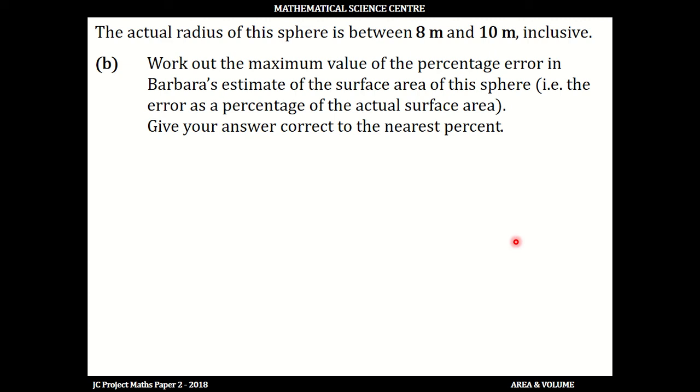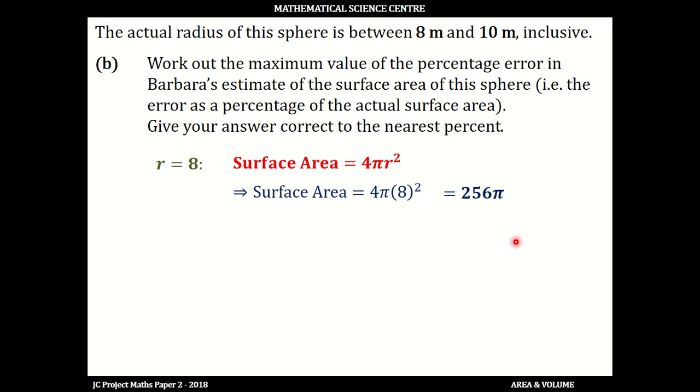So if the actual radius was 8, we're going to work out what the surface area would be in that case. What's the formula for the surface area of the sphere? 4 pi r squared. Okay, so if the actual radius was 8, this is going to give us the actual surface area. So this is going to be 4 pi by 8 squared, and that works out as 256 pi. Now, that's the actual.